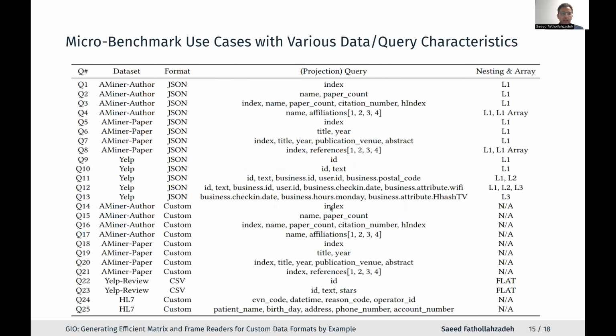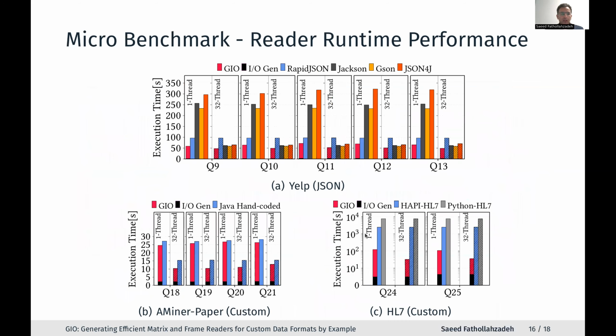As a micro benchmark, we tested 25 queries on the data with different levels and types. The main goal of these experiments is to avoid unnecessary parsing and pre-processing steps. We observed that GIO's single-thread reader performance is much better than other baselines, and GIO has competitive performance in the multi-thread readers. This is because GIO skips unneeded attributes and is faster than other systems.